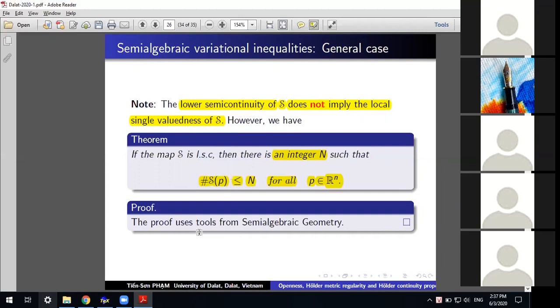I don't want to present the proof here because it uses some tools from semi-algebraic geometry. If the function S is not semi-algebraic, then maybe it's not true.